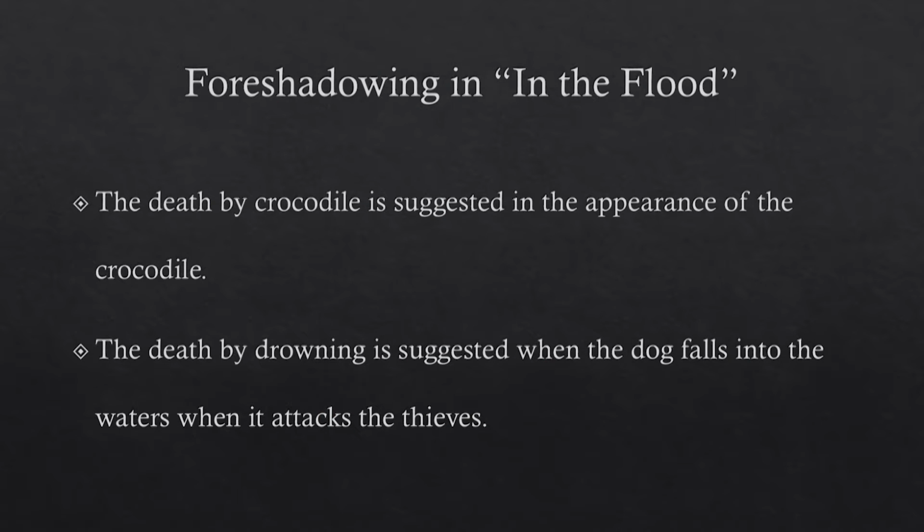Now, in the context of our story for this week, In the Flood, what are all the examples of foreshadowing in the story? Firstly, and the most obvious one, is death by crocodile, and it is suggested in the appearance of this creature at the very initial stages of the plot. And death by drowning is also suggested when the dog falls into the waters when it attacks the thieves. If you remember the incident, there is a big battle between the dog and the thieves, and when the dog bites one of the thieves, it falls into the water, and that foreshadows what's going to happen later for the dog.